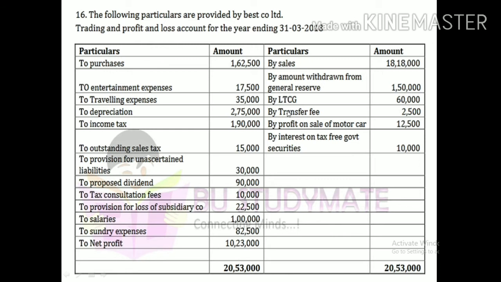Then transfer fees is there. It is an income, so it should be ignored. Then profit on sale of motor car. It is an inadmissible income under short term capital gain other than STT, so it should be deducted. Then interest on tax free government securities is also an inadmissible income, that is income from other sources, so you should deduct.